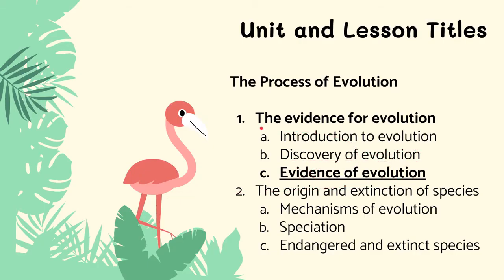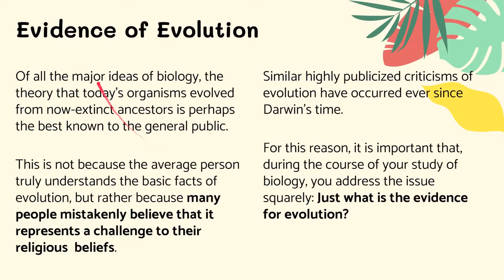So we are still under subunit 1, the evidence for evolution, and as the title of the video suggests, we will be focusing on the different evidence that support evolution. Of all the major fields of biology, the theory that today's organisms evolved from now extinct ancestors is perhaps the best known to the general public.